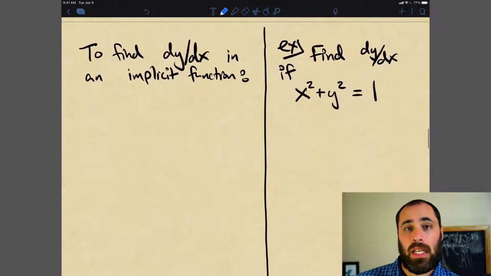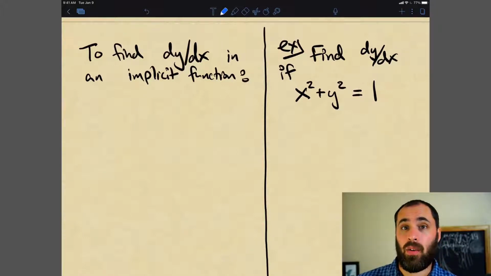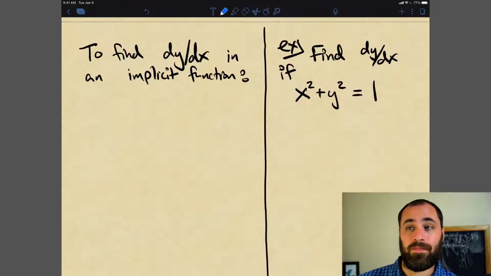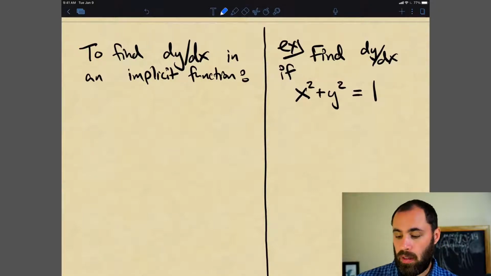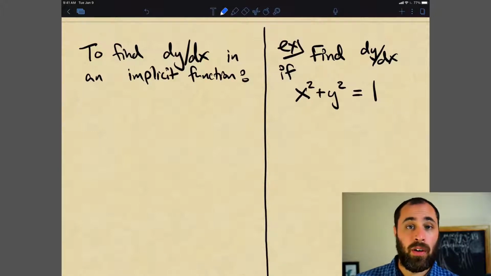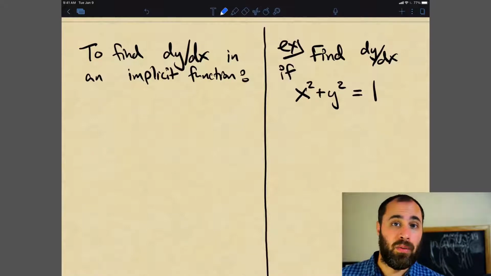Let me show you some steps that we can follow to find dy dx if we're starting with an implicitly defined equation. So on the right-hand side, you can see an example of an implicitly defined function, x squared plus y squared equals 1. And the question is, what is dy dx? So on the left, I'll write the general steps, and on the right, I'll work through them in the example.